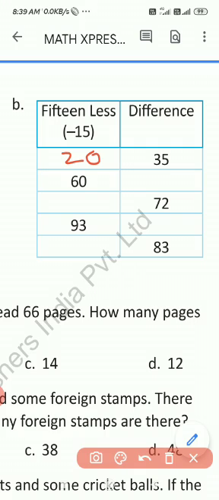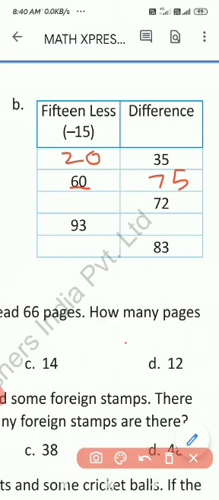But the number 60 is written in the column of 15 less. It means that the number is already written, and we have to add 15 to write in the difference column. So we have to add 15 to 60. So 60 plus 15, 60 plus 10 is 70, and 70 plus 5 is 75. So answer is 75. When we subtract 15 from 75, we will get 60.